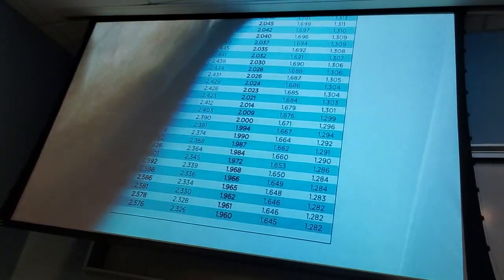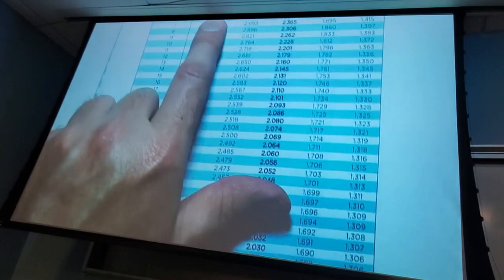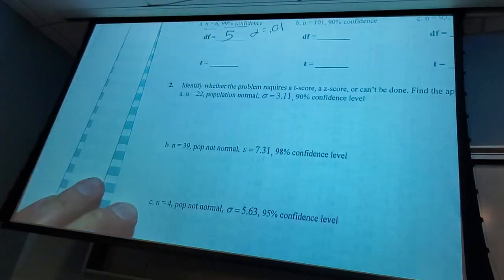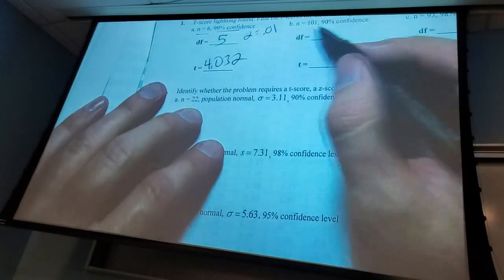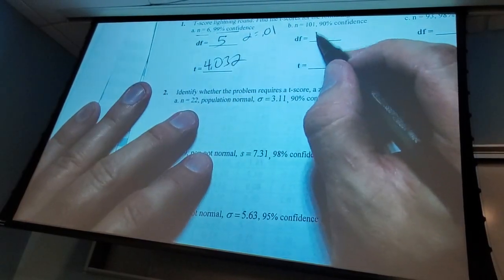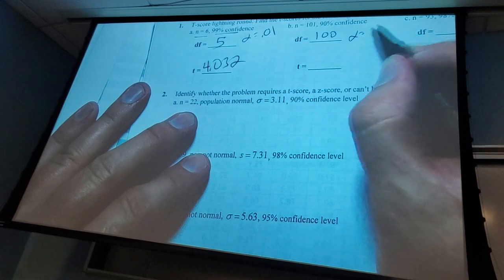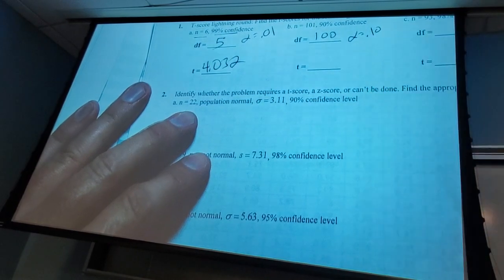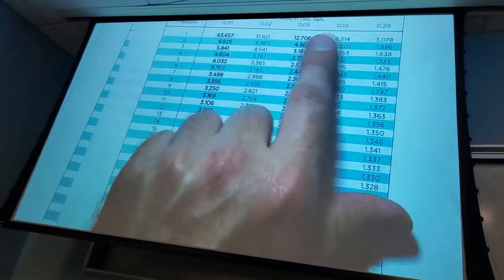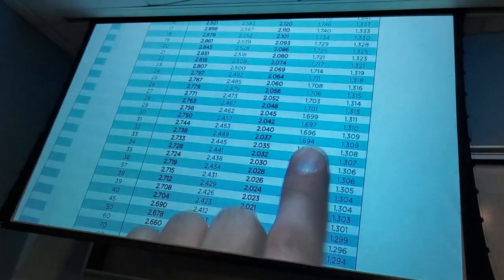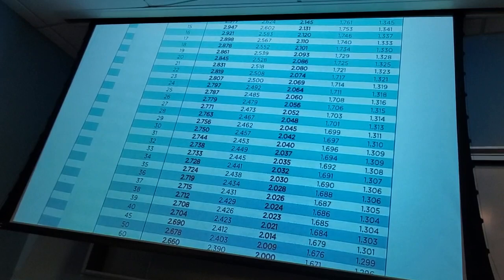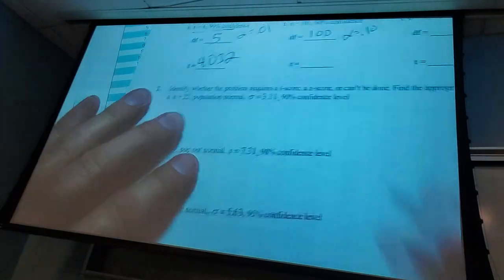So what do we get? 4.032. I like it. So what about part B? Degrees of freedom would be 100. What's alpha? 0.1. So 0.1 and 2 tails. And I stop at 100, 1.66. Right? What was 100? There we go. Yeah, 1.66.